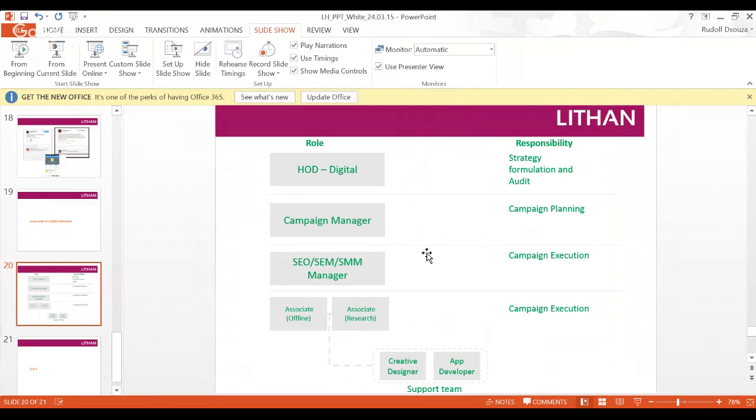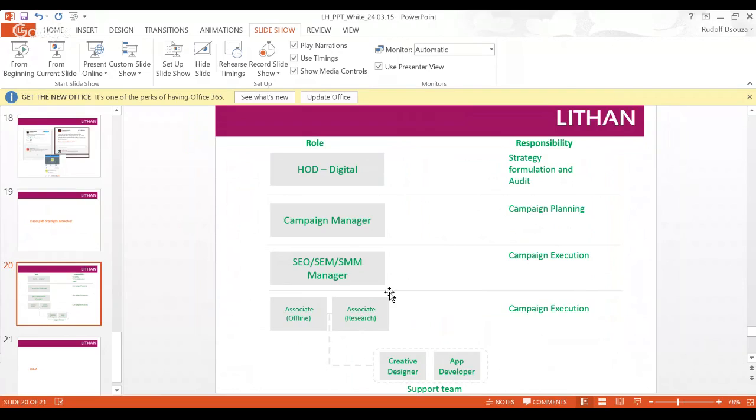Now, this is more from a brand perspective. The only change that happens in an agency perspective is you have the role of associates and SEO managers or SEO executives overlap, right? Because not all agencies might have an offline component or a research component. They might be pure social media or pure digital marketing agencies, and that is when the SEO manager's role and the SEOs kind of overlap with each other.